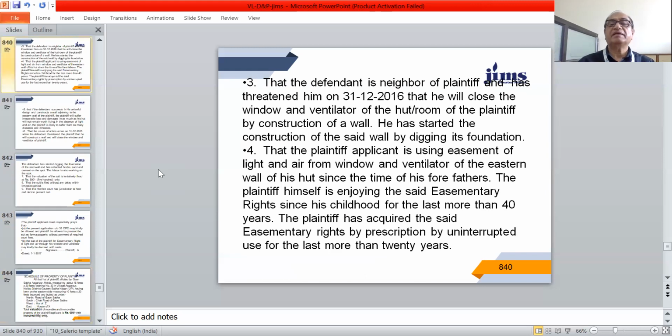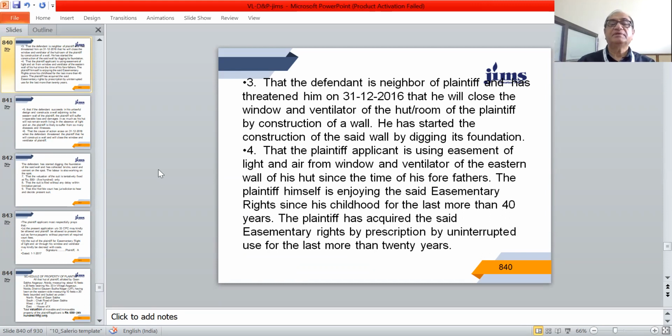Para 3: that the defendant is a neighbor of the plaintiff and has threatened him on 31st December 2016 that he will close the window and ventilator of the hut, the public room of the plaintiff, by construction of a wall. He has started the construction of the said wall by digging its foundation.